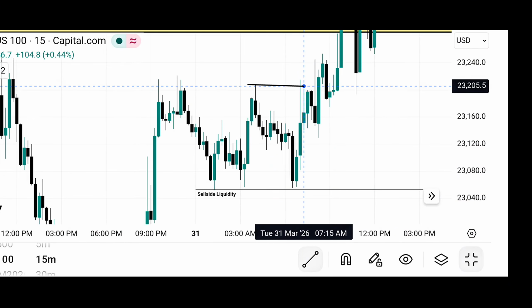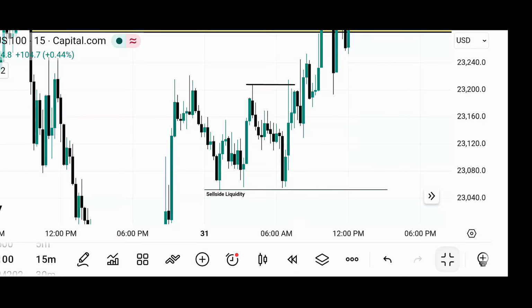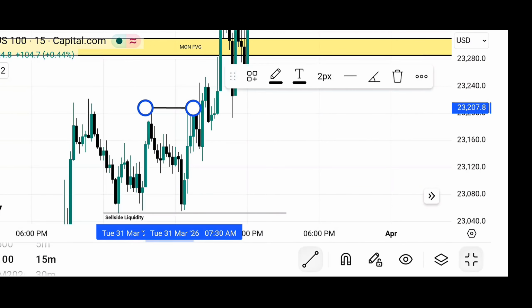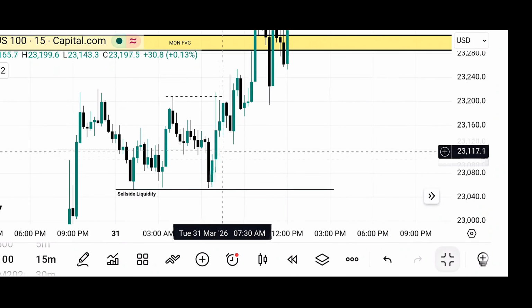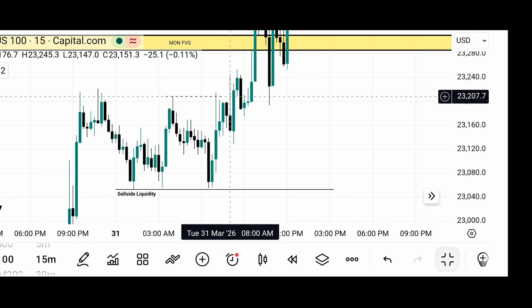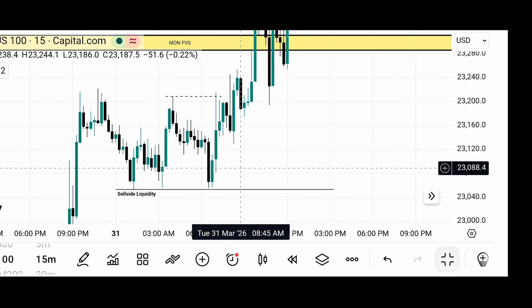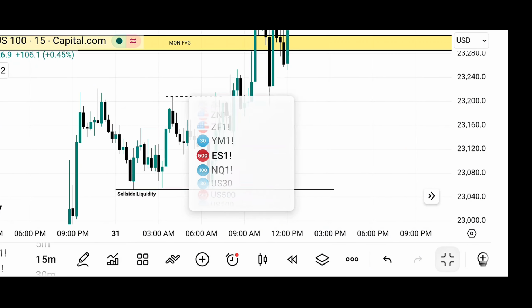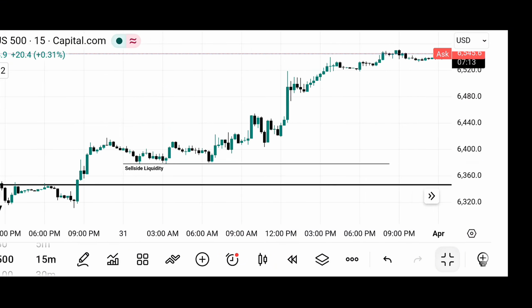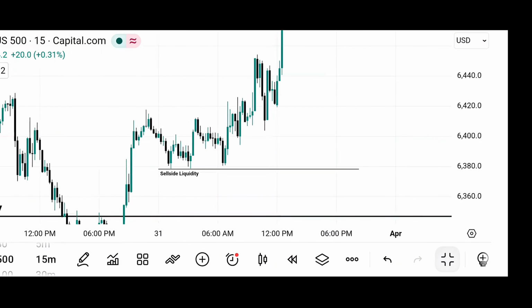So when I see this shift in market structure, like this, this is a confirmation that the divergence is actually taking place in price. At the same time, where we see this shift in market structure on the Nasdaq, we can also see it on the S&P happening at the same time.